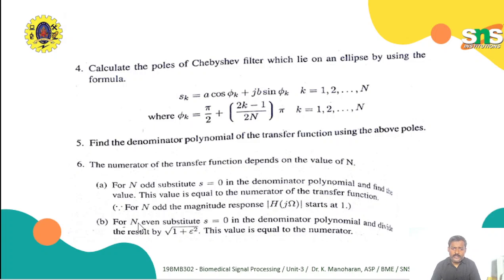For n even, substitute s equal to 0 in the denominator polynomial, and also divide the result by root of 1 plus epsilon square. The reason is that the oscillation curve starts at the value of 1 divided by root of 1 plus epsilon square. That's why we divide the value by root of 1 plus epsilon square.